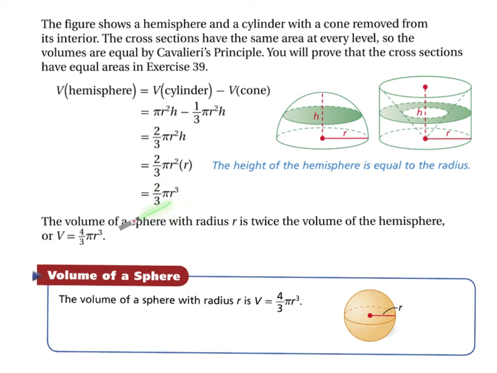So if a hemisphere is 2/3 pi r cubed, the volume of a sphere will be twice that, so it's going to be 4/3 pi r cubed. So at the bottom here, you will see, right there, the formula for volume of a sphere. 4/3 pi r cubed.